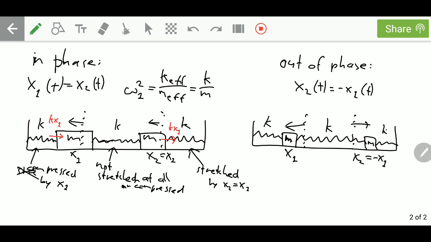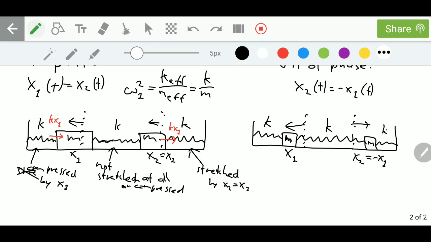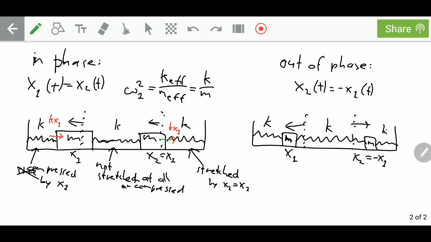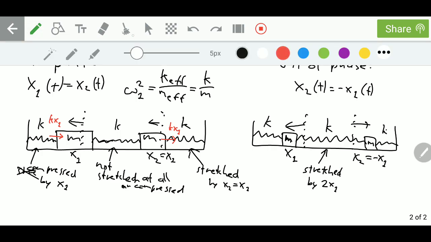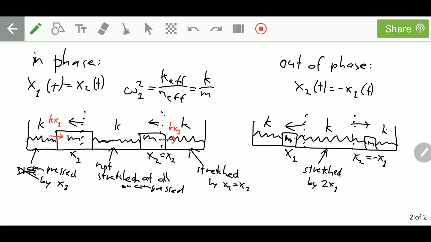But now let's look at the second setup where they are out of phase. So let's continue this in black for now. Notice that since these two carts move off in opposite directions, the middle spring is actually stretched by a quantity 2x1. And so it's going to apply double. Before it was not applying any restoring force at all, but now it's going to apply double the restoring force. We're going to get 2kx1 in this direction and 2kx1 in that direction.